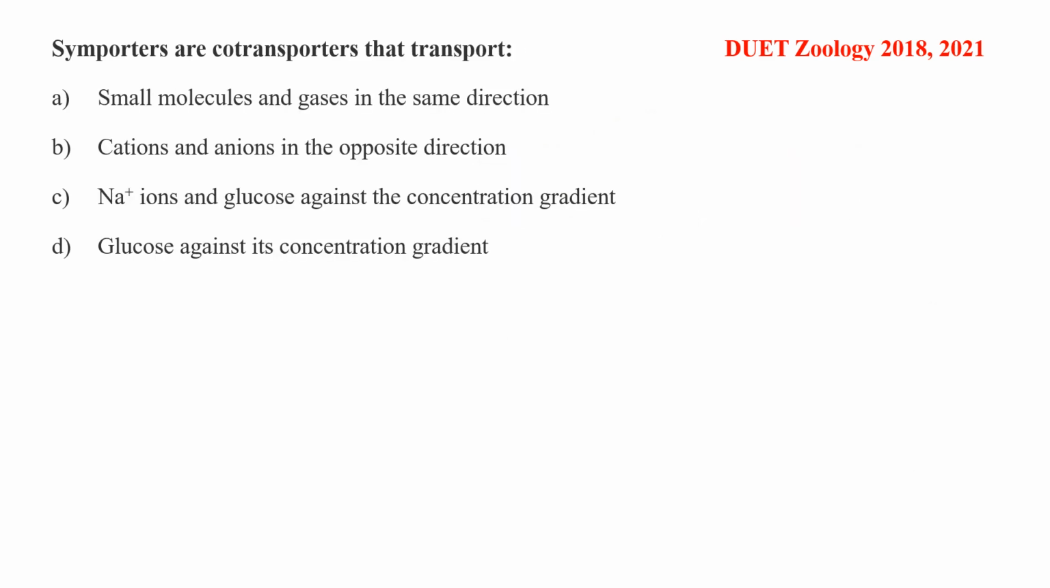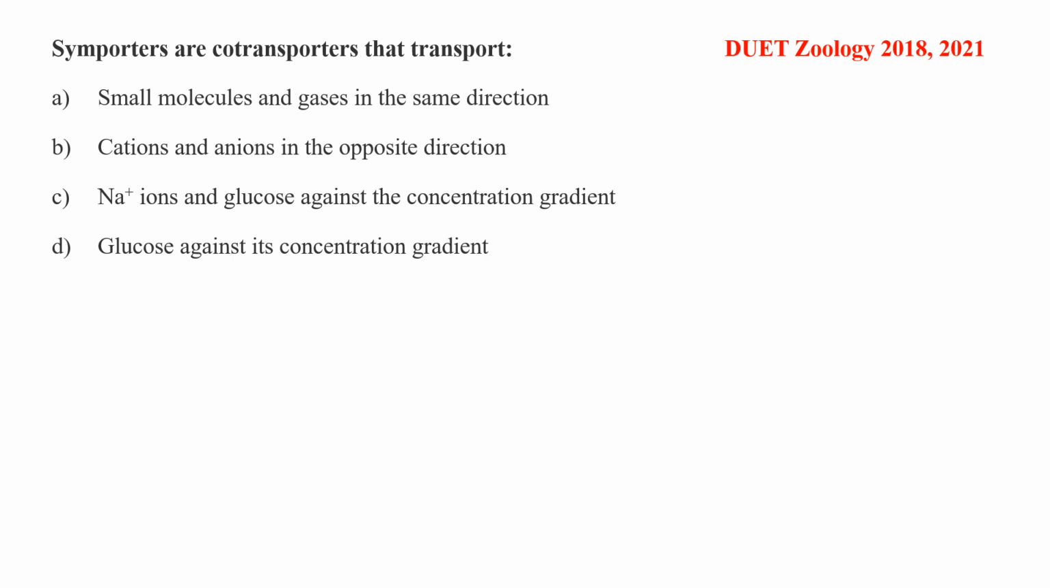Symporters are co-transporters that transport small molecules and gases in the same direction, cations and anions in the opposite direction, sodium ions and glucose against the concentration gradient, and glucose against its concentration gradient. First of all, you should know that a symporter will be a co-transporter if it is transporting two chemicals or two metabolites in the same direction. Sym means same and co means there must be at least two components which will be transported.